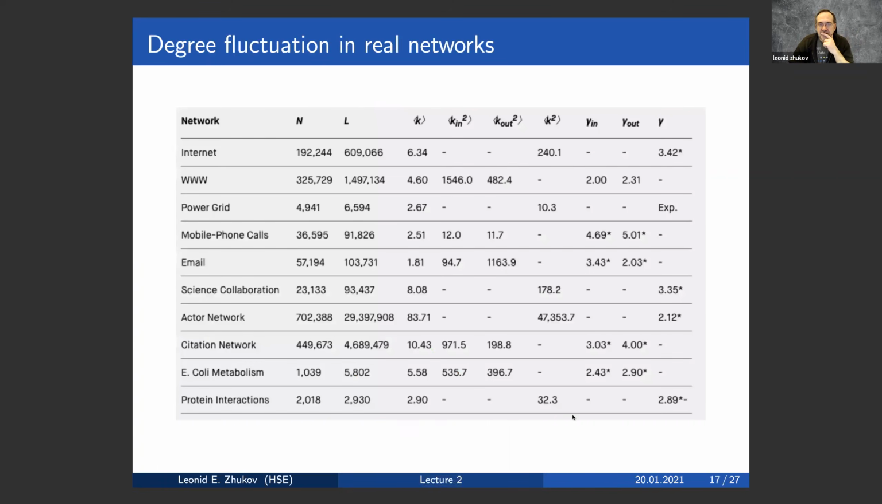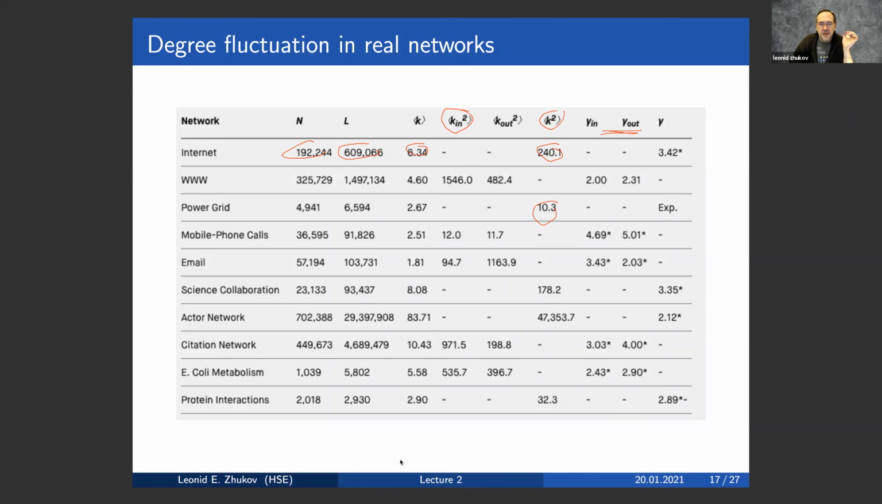Now, what's interesting to observe is what happens in the real world, in real networks. There are a bunch of networks shown here: number of nodes, number of edges, average degrees. And for some of them, you can calculate the fluctuations, K out, gammas, and you realize that you're going to have a pretty large K squared.